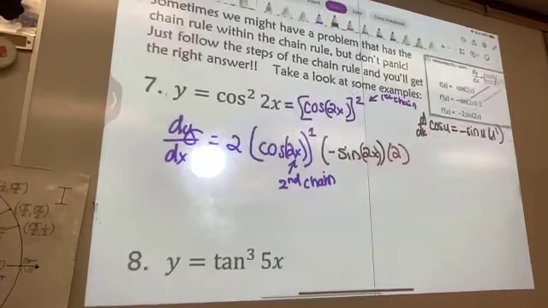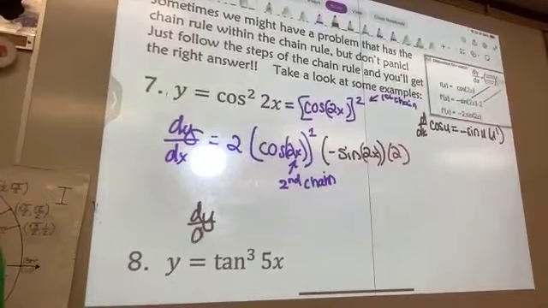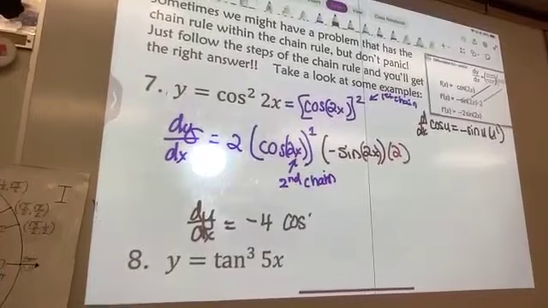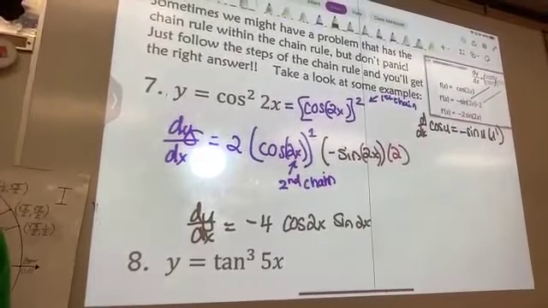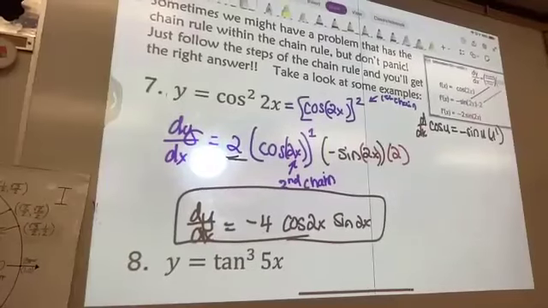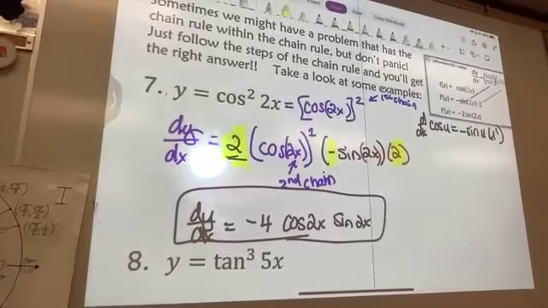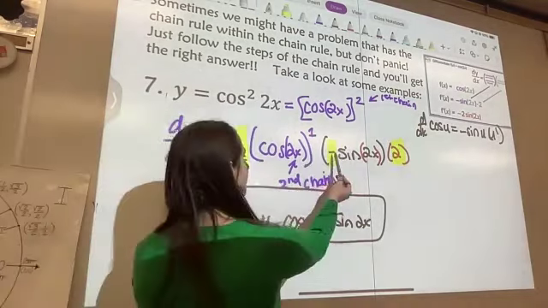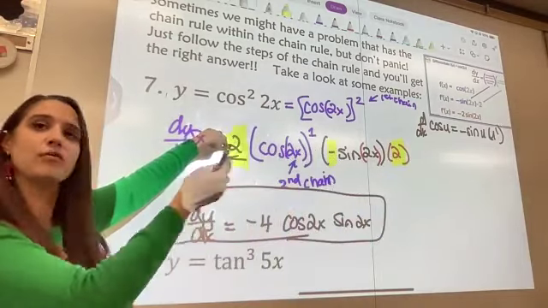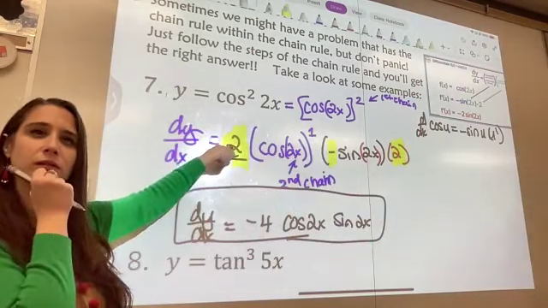Yeah. And cleaning it up, you'd get, let's just clean this up. It would be -4 cosine 2x sine 2x. Okay. Because of this, and this. Right? That negative in front of the sine times the 2. It's all multiplied together. So I could write this as -2 times 2. Yeah. Multiplication is commutative. You can move that around.